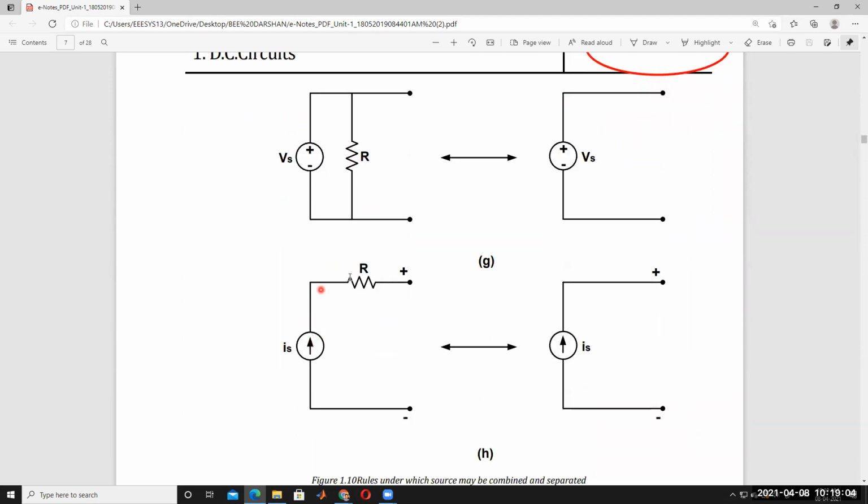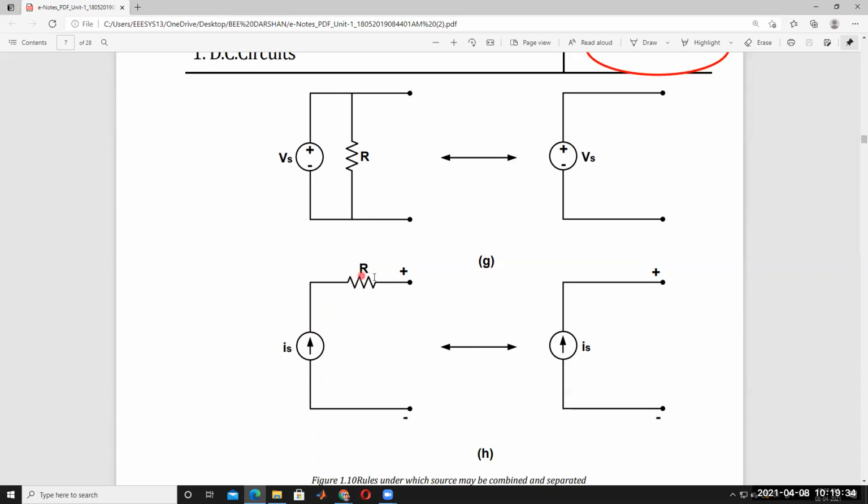The current source and the resistor are in series. The current is not dividing across the resistor, because it is connected in series. It's not in parallel. Understood? It's connected in series, so the current is not dividing. Only in parallel resistors is the current dividing.